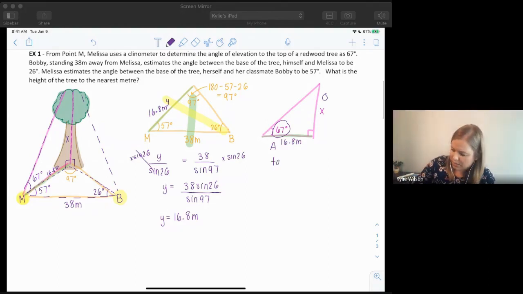So we'll have tan theta is opposite over adjacent. In this case, our theta is 67. So we'll have tan 67 equals x over 16.8. Now we want to get x all by itself. I'm just going to quickly do this and then I will get to your question.